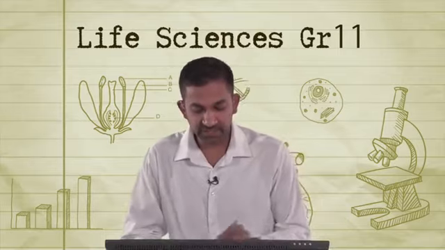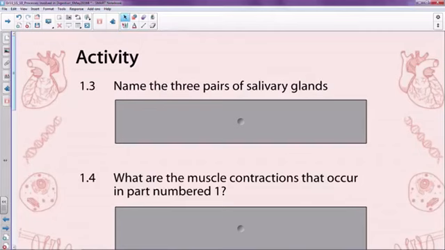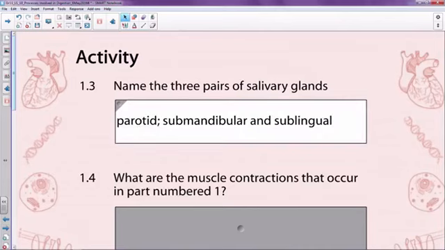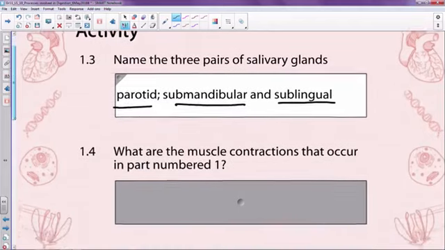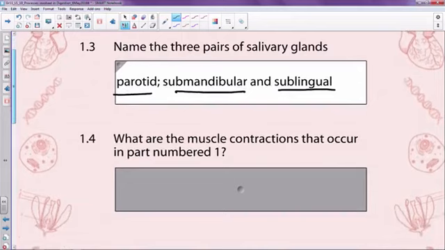1.3 was name the 3 pairs of salivary glands. So the salivary glands, remember that there are 3 pairs of them. You've got the parotid, you've got the submandibular, and you've got the sublingual. So there are 3 pairs of them that are situated around the jaw, so slightly below the jaw, on the inside, and then slightly above the jaw. So 3 pairs of them, and these collectively produce salivary amylase and the mucus that is required for mixing of the food.